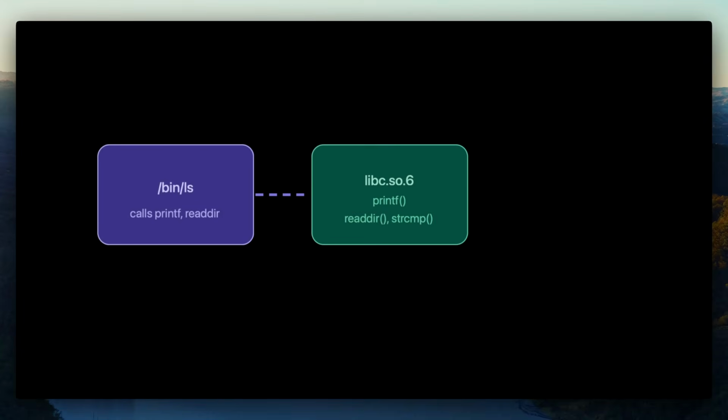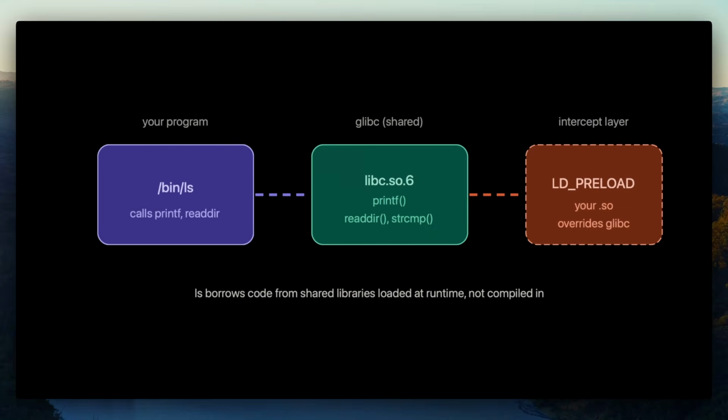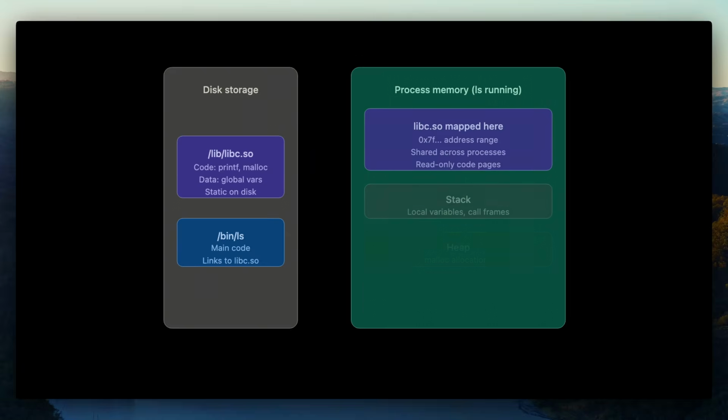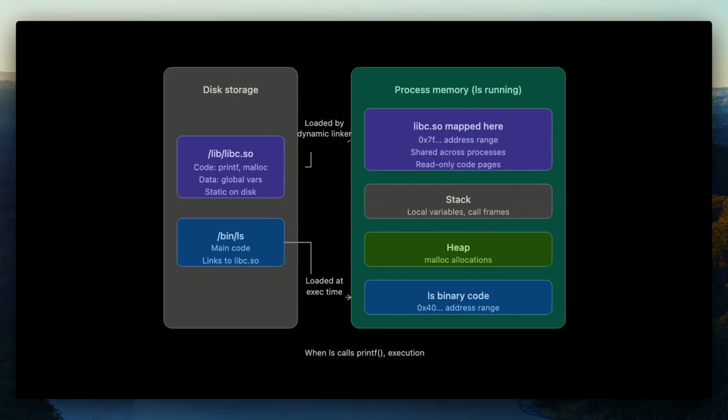Before we touch LD_PRELOAD, you need to understand something. When you run ls, it doesn't do everything itself. It borrows code from shared libraries, mainly glibc, the GNU C library. Things like readdir, strcmp, printf. ls doesn't implement any of those, it just calls them. The library code lives in a separate file on disk and gets loaded into memory when ls starts.